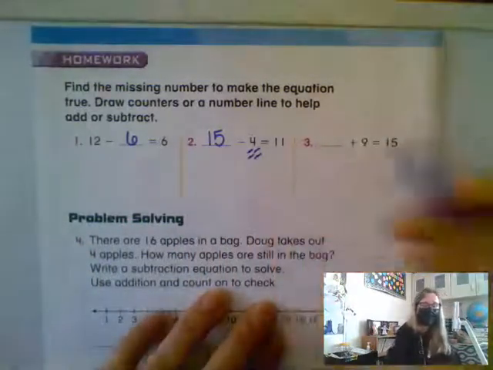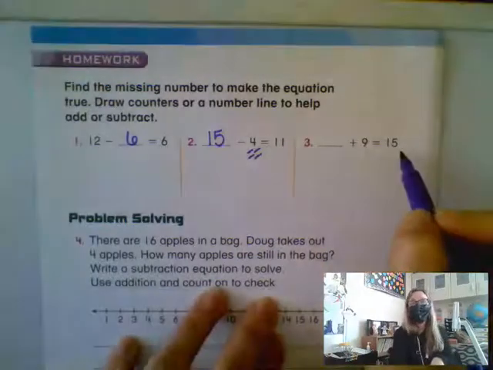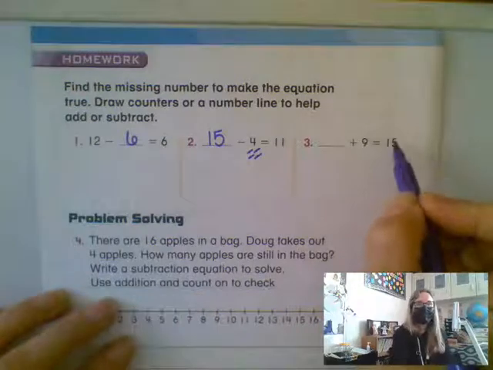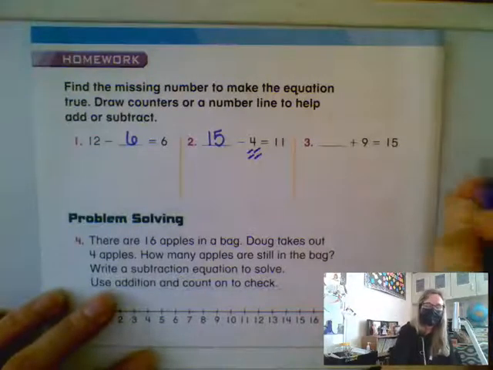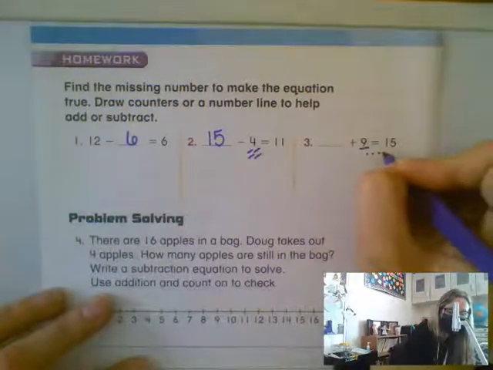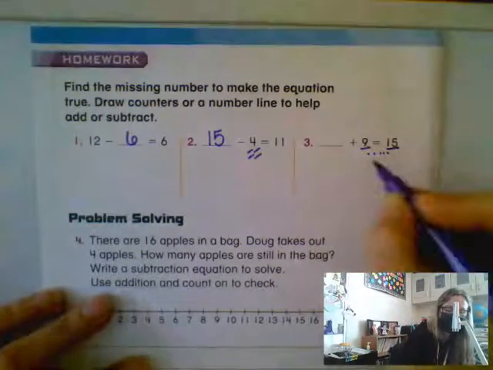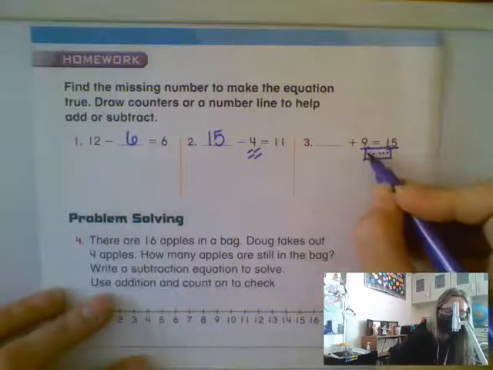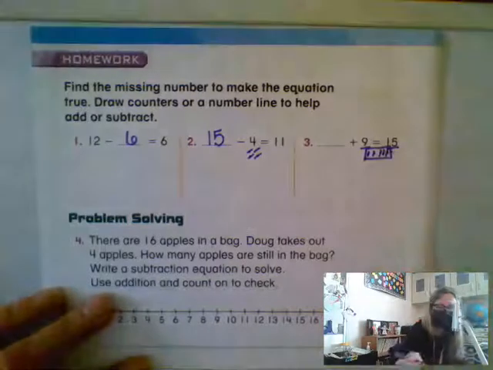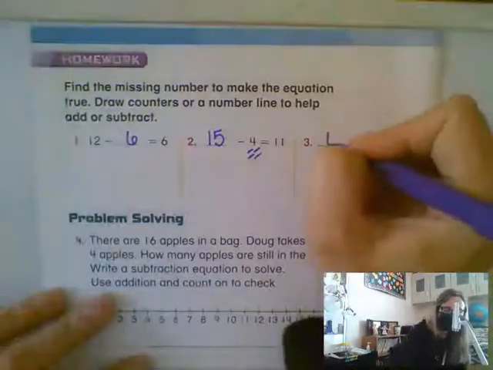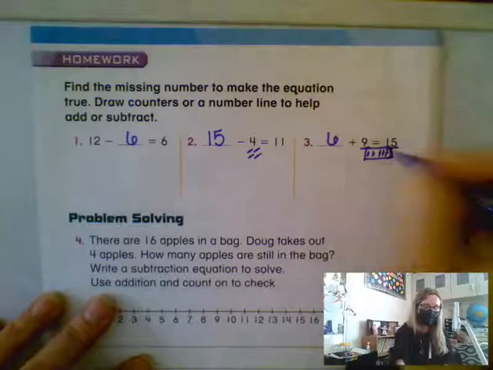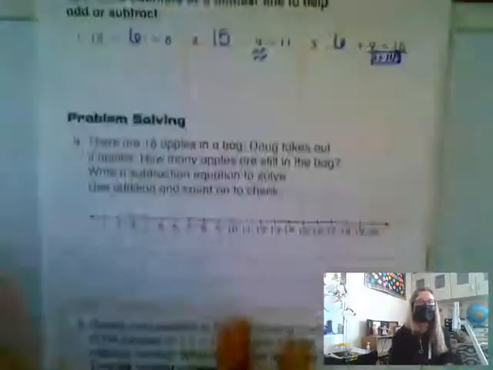And for number 3, we have some number plus 9 equals 15. So let's start at 9 and count up to 15, and that will give us our missing number. So we have 9, 10, 11, 12, 13, 14, 15. How many did we add? 1, 2, 3, 4, 5, 6. 6 plus 9 equals 15.